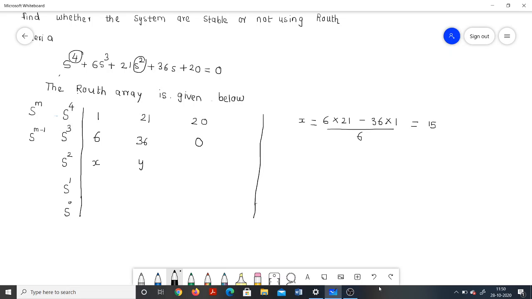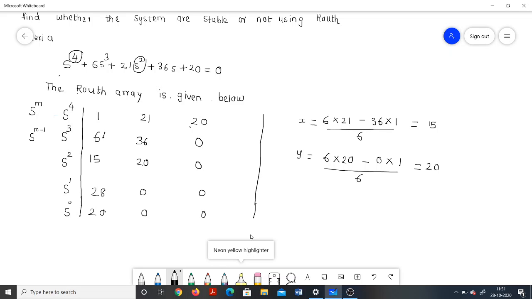Similarly, y will be calculated using 6 into 20 minus 0 into 1, divided by 6, and it comes to 20. Here I'll replace x and y with the terms I have obtained, that is 15 and 20. After that, following the same procedure used for the s raised to 2 terms, we find the remaining 2 rows, and they come to 28, 0, 0 and 20, 0, 0.